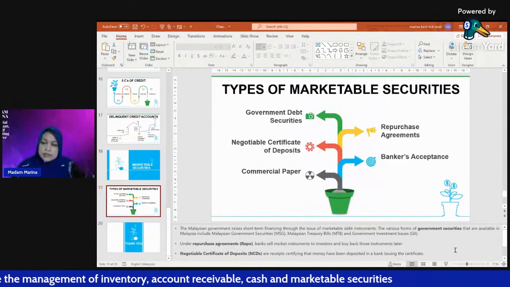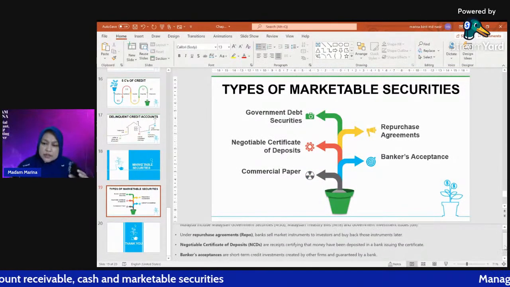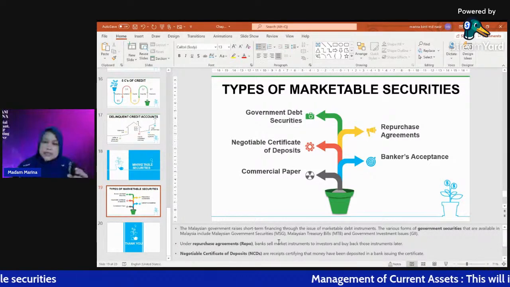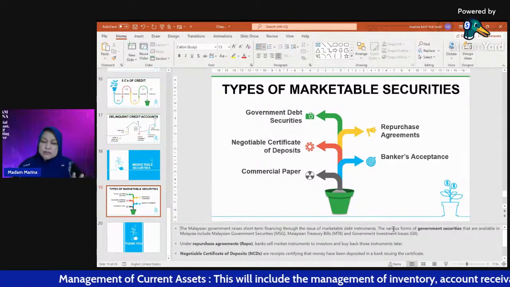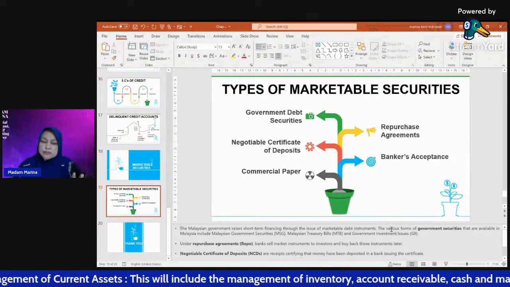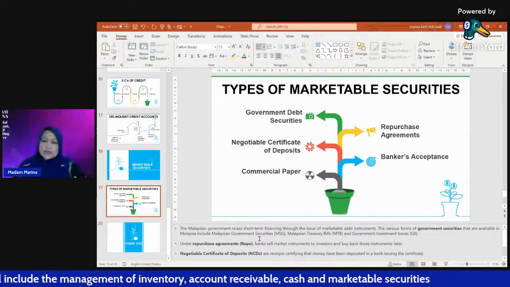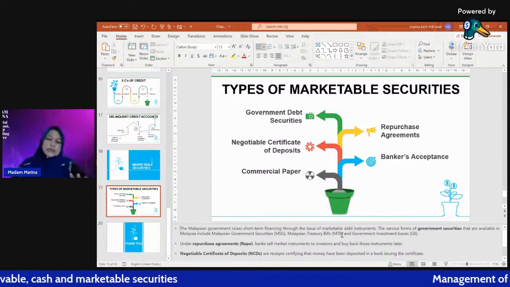The definition for each marketable security you can read. What is actually the government security? The Malaysian government raises short-term financing through the issue of marketable debt instruments. The various forms of government security available in Malaysia include Malaysian Government Security (MGS), the Malaysia Treasury Bill (MTB), and Government Investment Issue (GII). This is an example of government security.